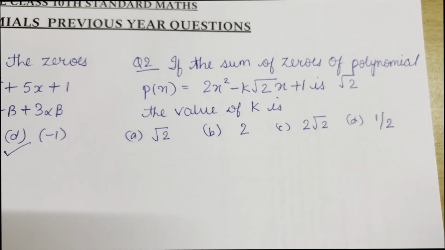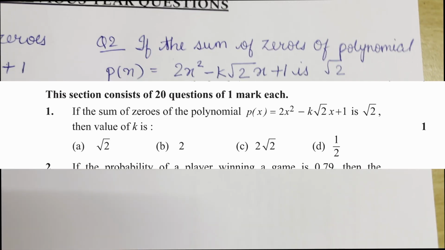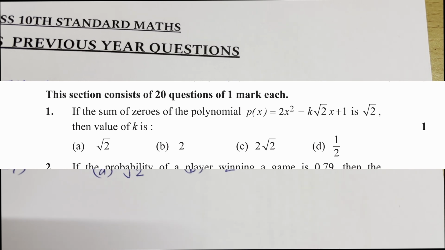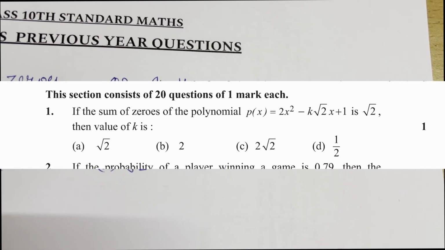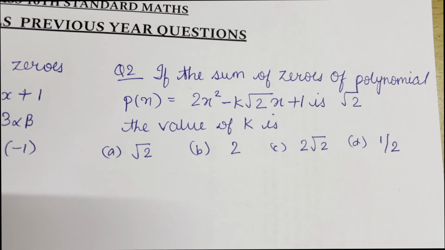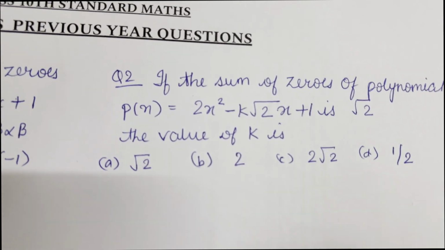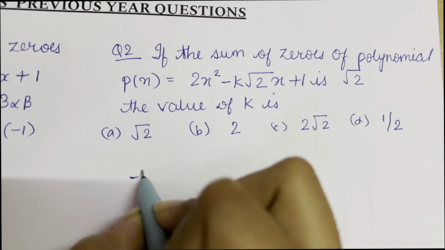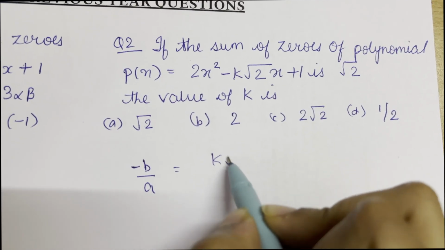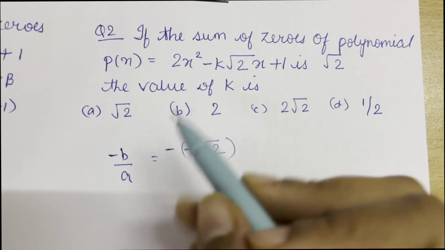Now, this is question number 2. This question says that if the sum of the zeros of the polynomial px square minus k root 2 x plus 1 is root 2, the value of k is. So we need to find the value of k, and we have been given the sum of zeros. The sum of zeros, we know, is minus b by a, which is equal to k root 2 by p, and the minus got cancelled out.